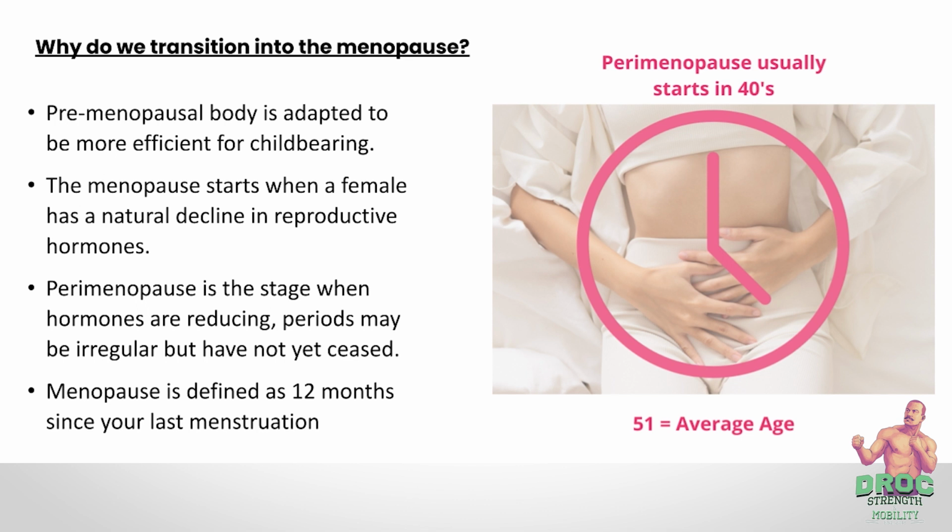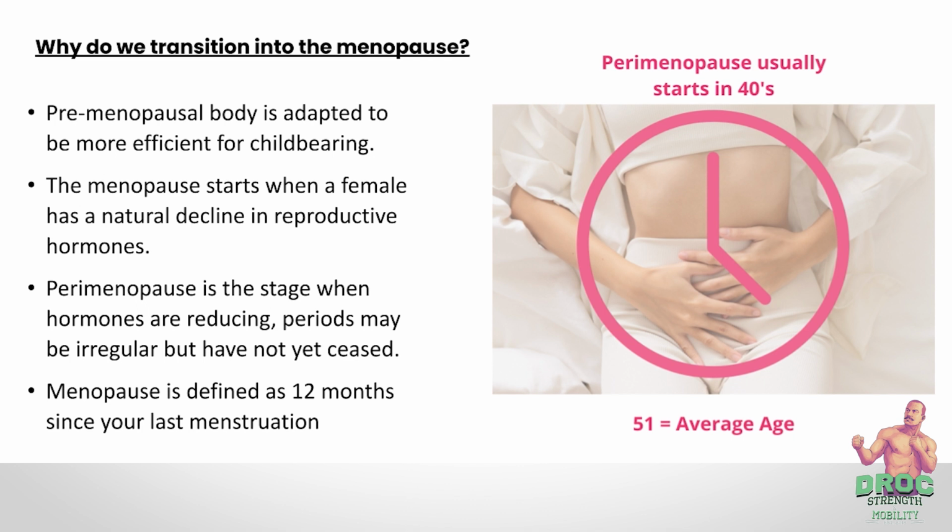You may have heard the term perimenopause, and this is the stage when hormones are starting to reduce. Your periods may become irregular, but have not yet completely ceased. And then we use the term menopause as a definition for it being at least 12 months since your last menstruation. The average age to reach menopause is 51, and perimenopause usually starts in the 40s. Although people can be varying ages, there's really no right and wrong, and certain health conditions can influence the age at which you start this menopausal process.